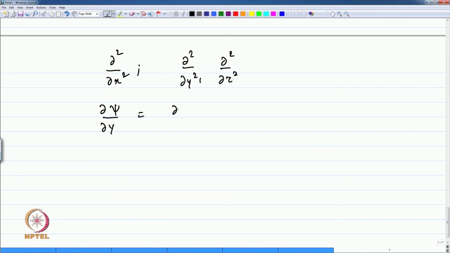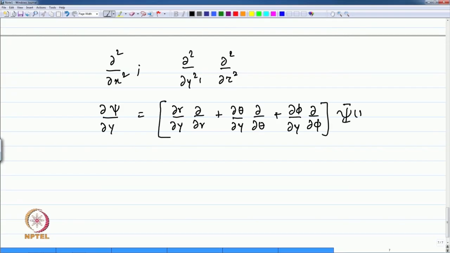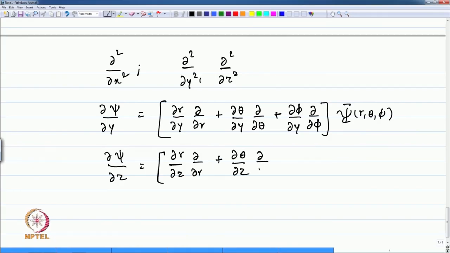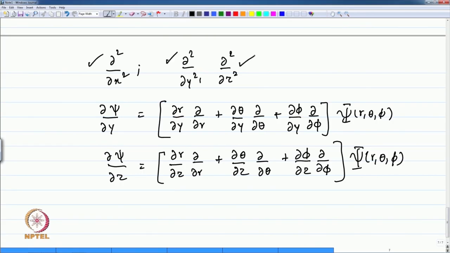Okay. Therefore, let me summarize this particular part of the lecture with the corresponding expressions, namely ∂psi/∂y as ∂r/∂y ∂/∂r plus ∂theta/∂y ∂/∂theta plus ∂phi/∂y ∂/∂phi acting on the wave function psi(r, theta, phi), and similarly ∂psi/∂z as ∂r/∂z ∂/∂r plus ∂theta/∂z ∂/∂theta plus ∂phi/∂z ∂/∂phi acting on the corresponding wave function psi(r, theta, phi). These are the derivative equivalents, and you calculate likewise the ∂²/∂y² terms and the ∂²/∂z² term.